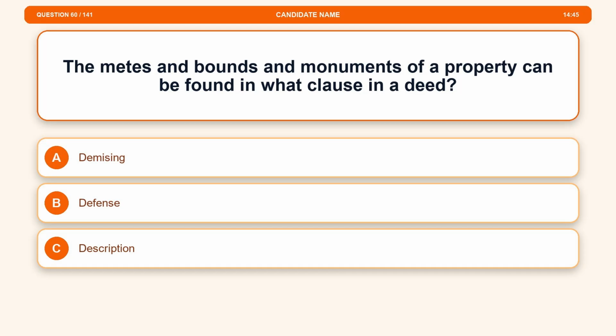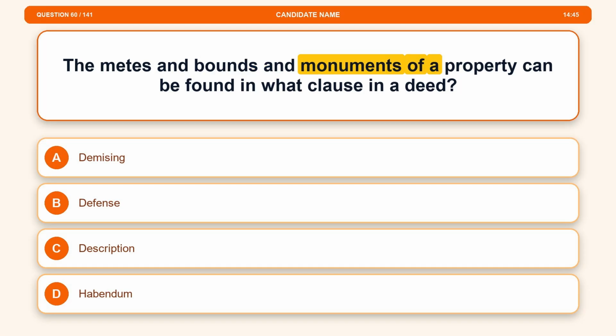Question 60. The metes and bounds and monuments of a property can be found in what clause in a deed? Option A. Demising. Option B. Offense. Option C. Description. Option D. Habendum.